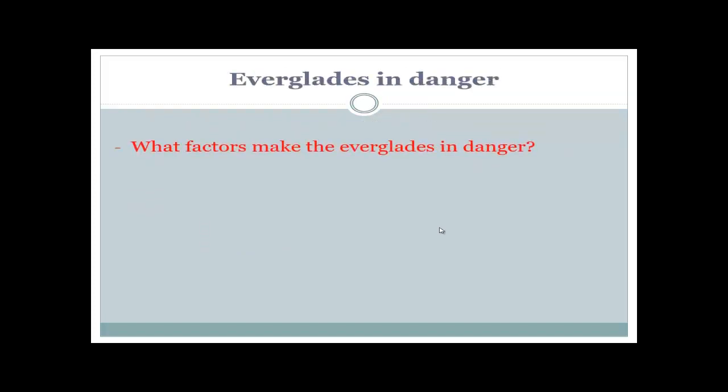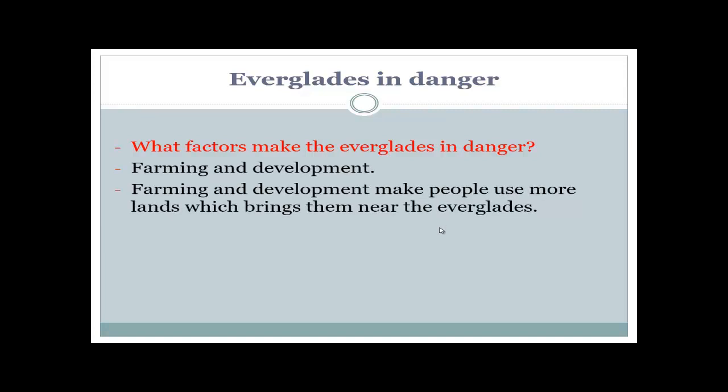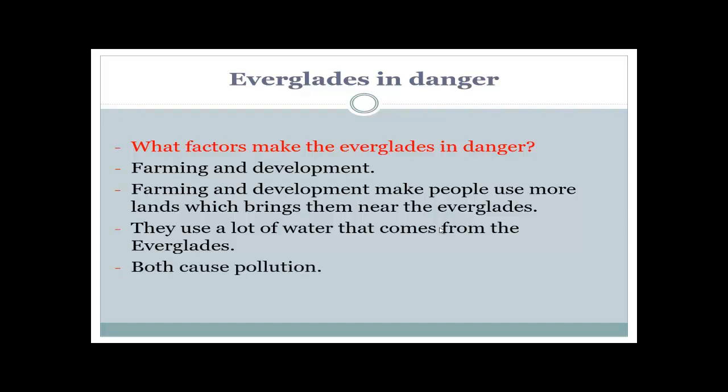What factors make the Everglades endangered? Why is it endangered? The farming and the development. The farming and the development make people use more land, which brings them near the Everglades. Also, they use a lot of water that comes from the Everglades. And both factors, the farming and the development, cause pollution.